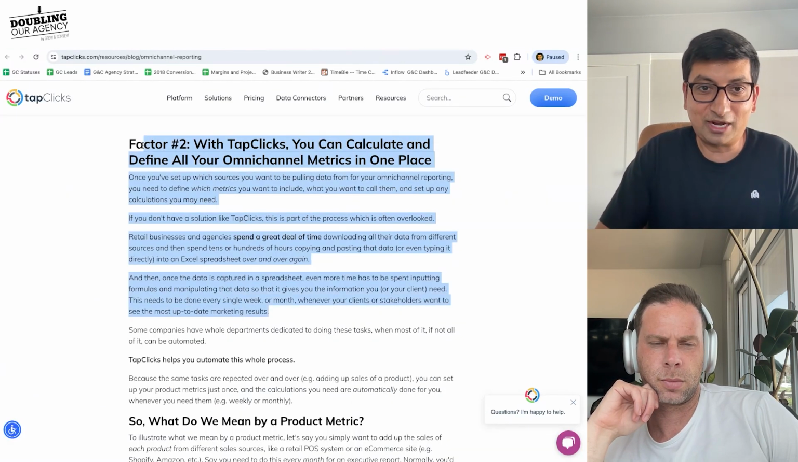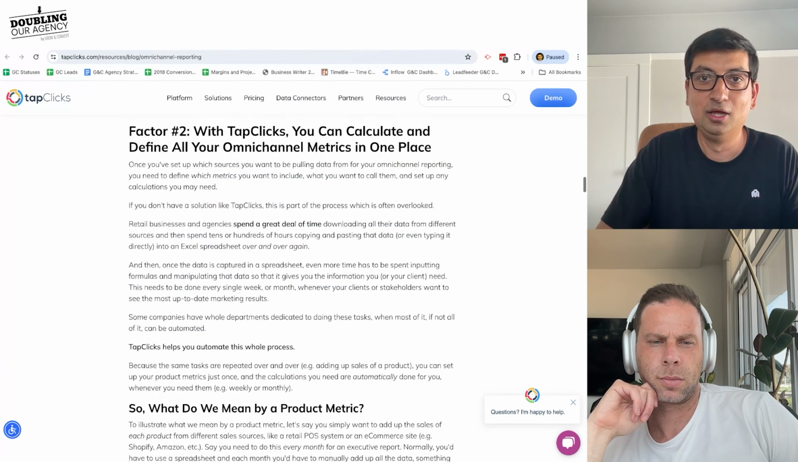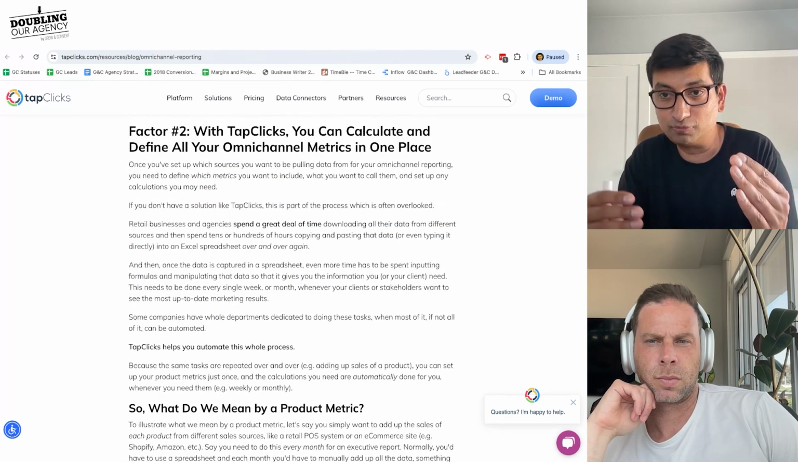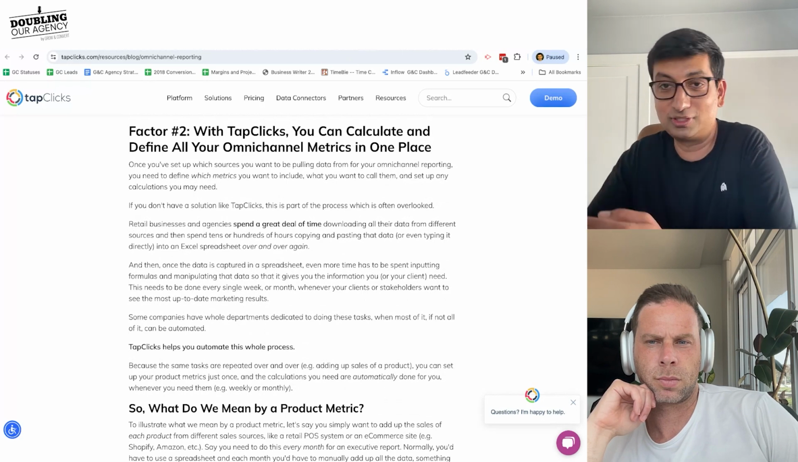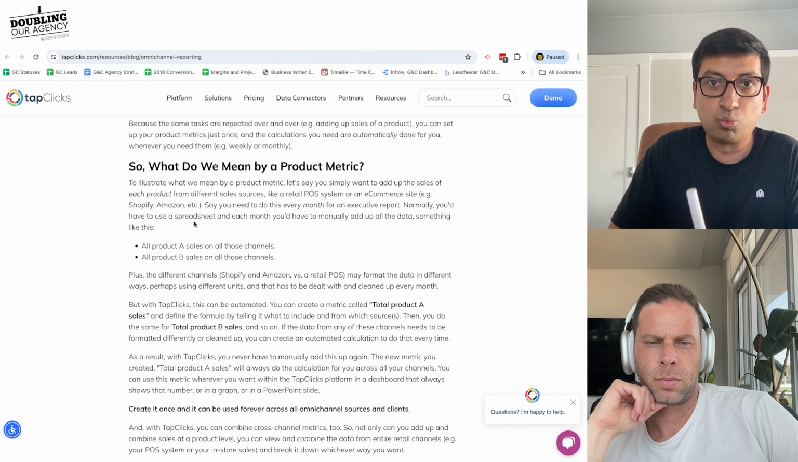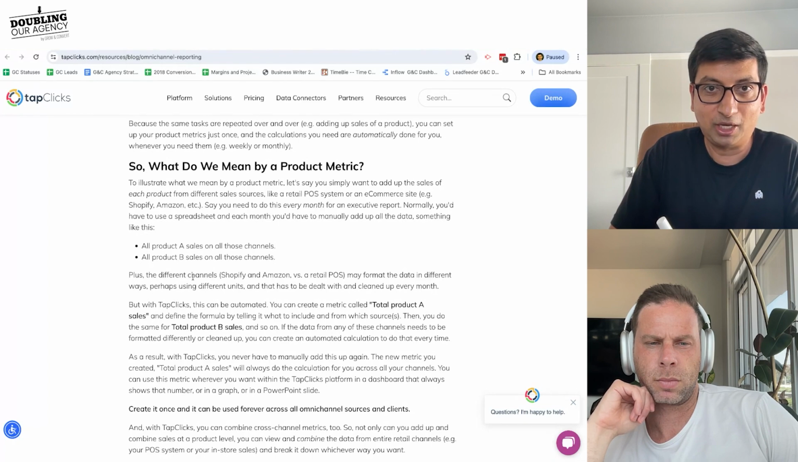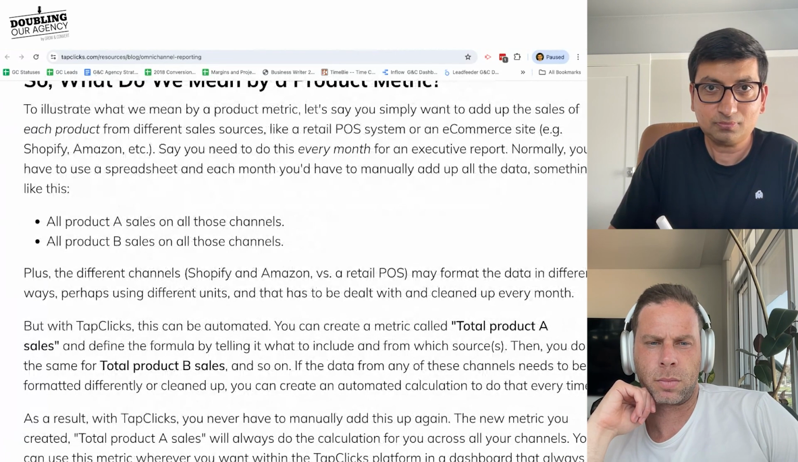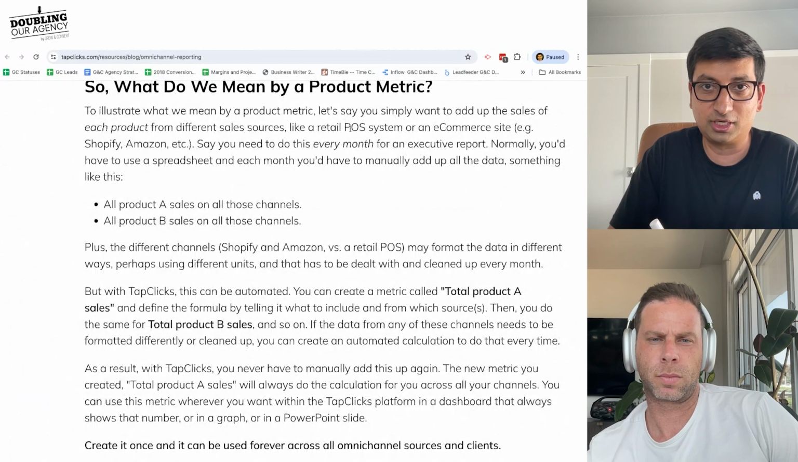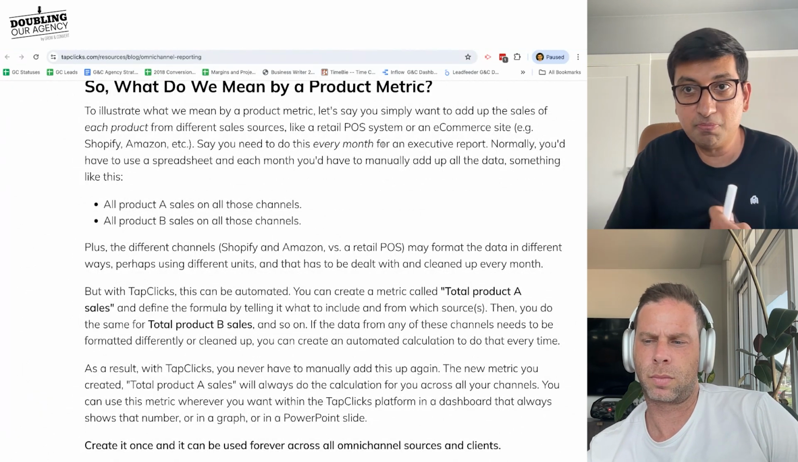And then we go into factor number two. We have a way to automatically equate and standardize views versus page views versus users versus sessions or whatever, right? And we look at the detail. So what do we mean by a product metric? And we go into specific examples. Let's say you simply want to add up the sales of each product from different sales sources like your retail POS, your e-commerce site, etc. You need to do this every month.